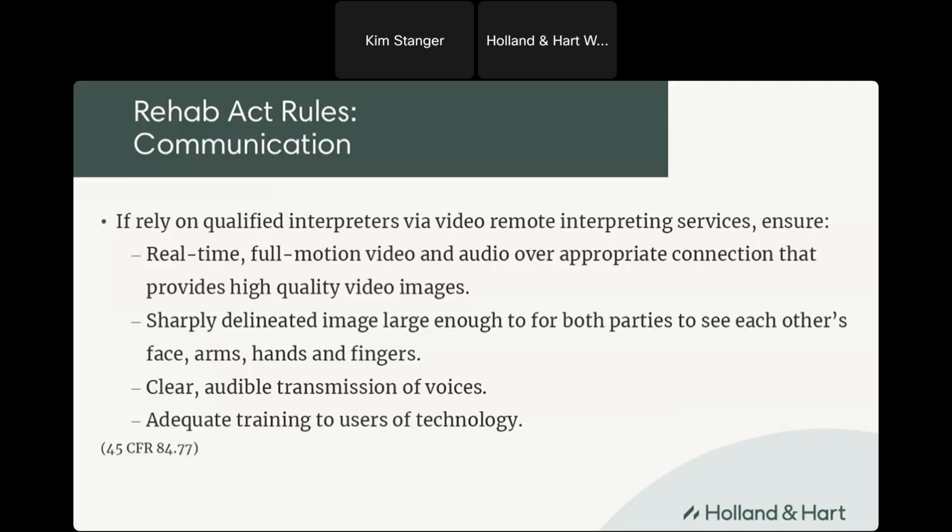Most of the time, you're going to rely on some kind of video remote interpreting service. In those situations, the regulations state if you rely on qualified interpreters via video remote interpreting services, you've got to ensure that you have the appropriate technology. You've got to have real-time full-motion video and audio over an appropriate connection that provides high quality video images. It's got to provide a sharply delineated image large enough for both parties to see each other's face, arms, hands, and fingers so they can tell the communication that's going on. It's got to be clear, audible transmission of voices, and the persons who are using the technology have to be adequately trained to ensure that that communication system is really working and that there is effective communication.